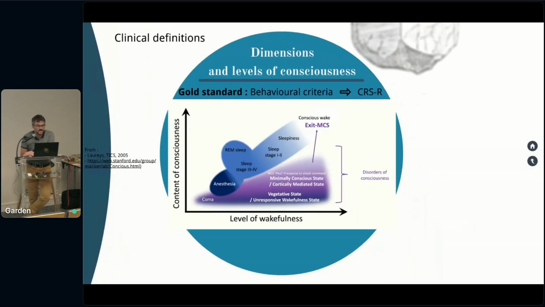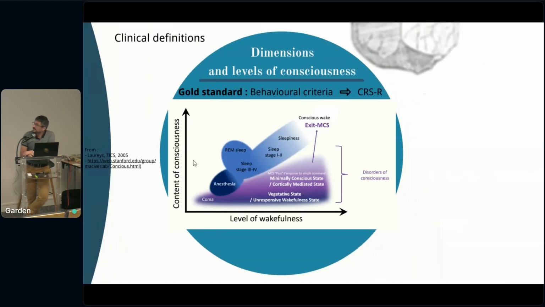And concerning the level of consciousness, the disorders of consciousness are one of the possible consequences of the brain lesions. And they are assessed clinically by a behavioral scale, which is called the Coma Recovery Scale. And to represent consciousness modulations after coma, we use this very simplified view of consciousness with two dimensions, the level of wakefulness here and the content of consciousness.